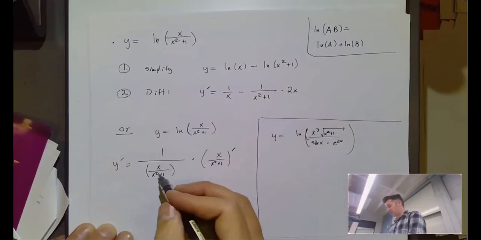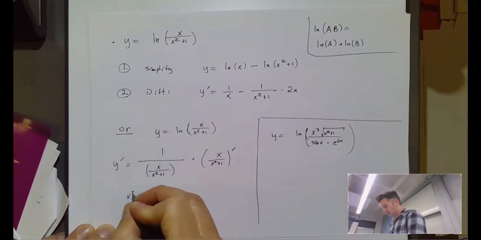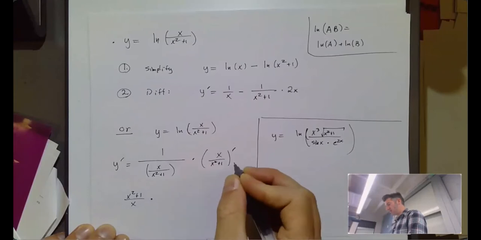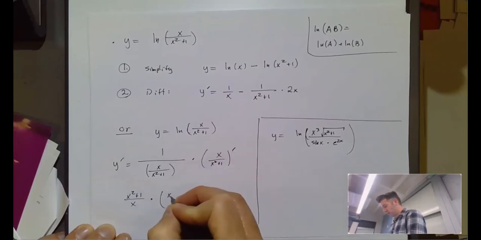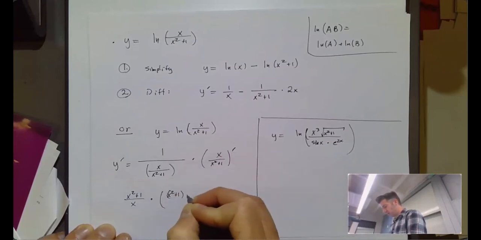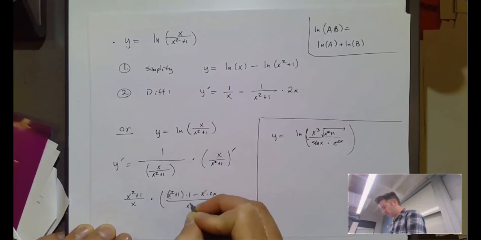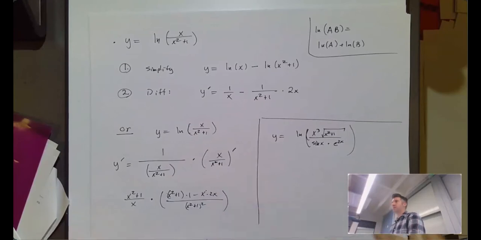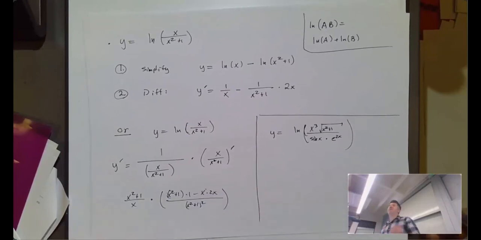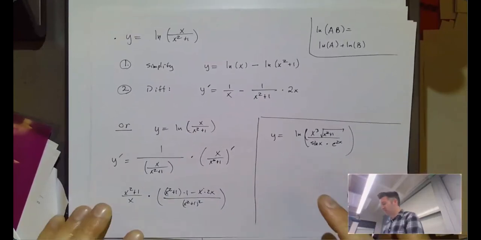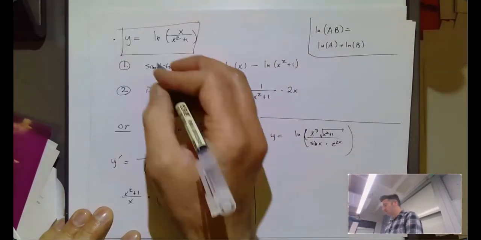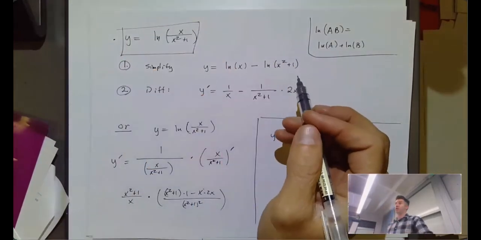Right here, I'm going to flip this over and get x squared plus 1 over x. And then quotient rule: bottom times the derivative of the top minus top times the derivative of the bottom, all over the bottom squared, right? You don't want to do it this way. You could, but definitely, the intent of a problem like this is to simplify it first and then differentiate.